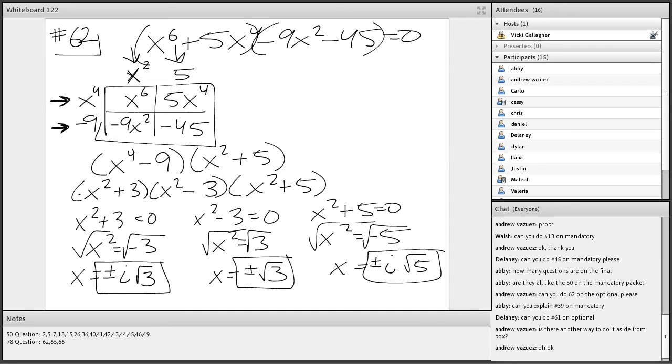Okay, and there's my answers. We need 6 answers to this problem because it was an x to the 6th. Each of my boxes gives me 2 answers because they all have those plus or minus signs.